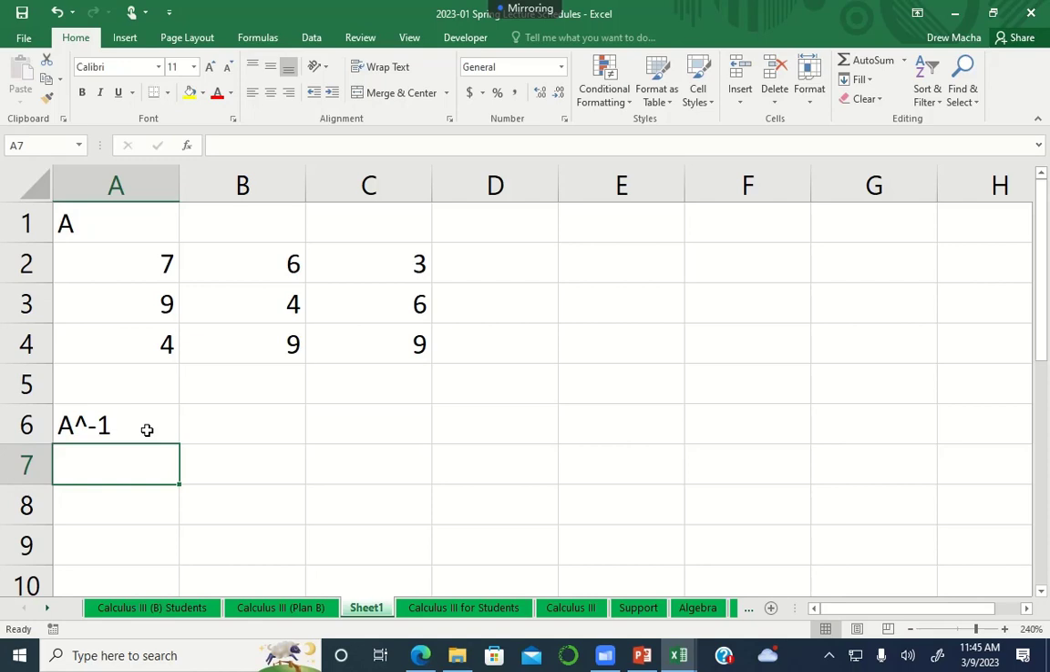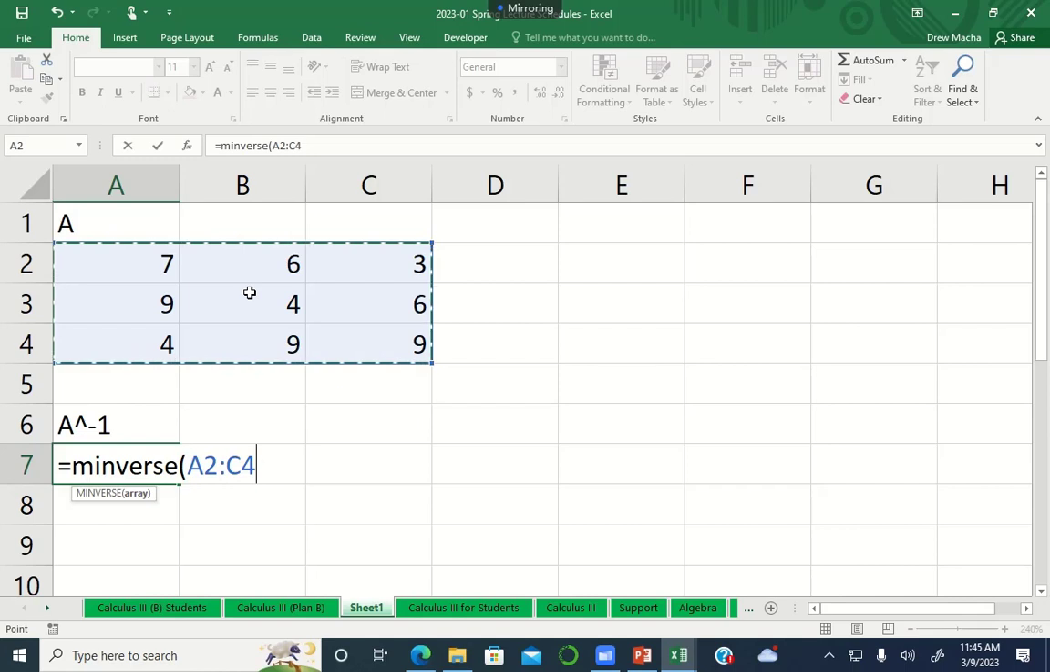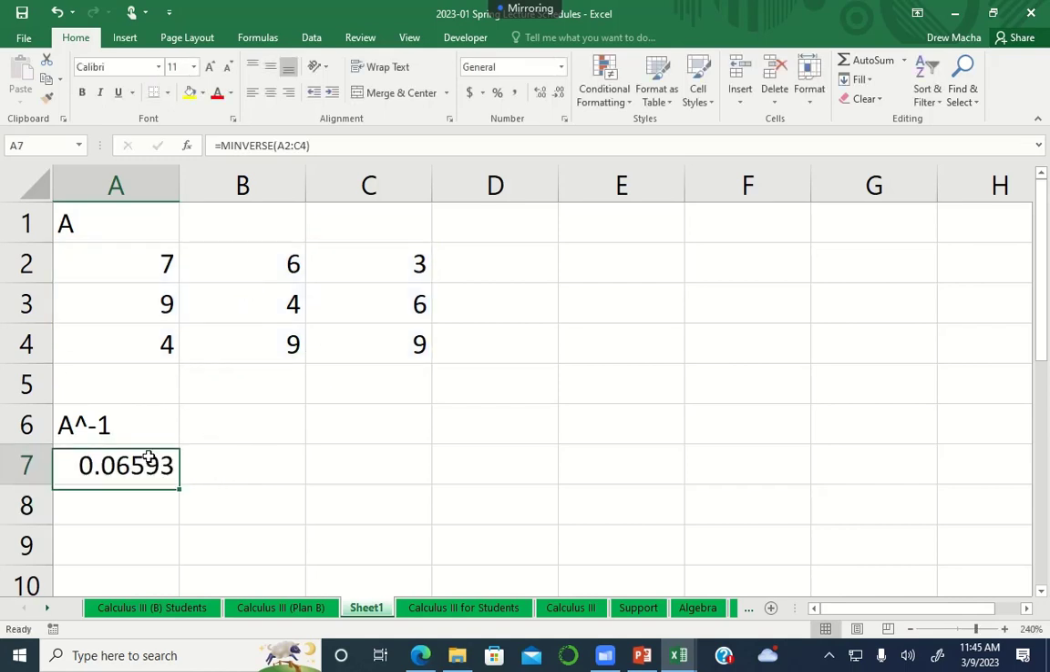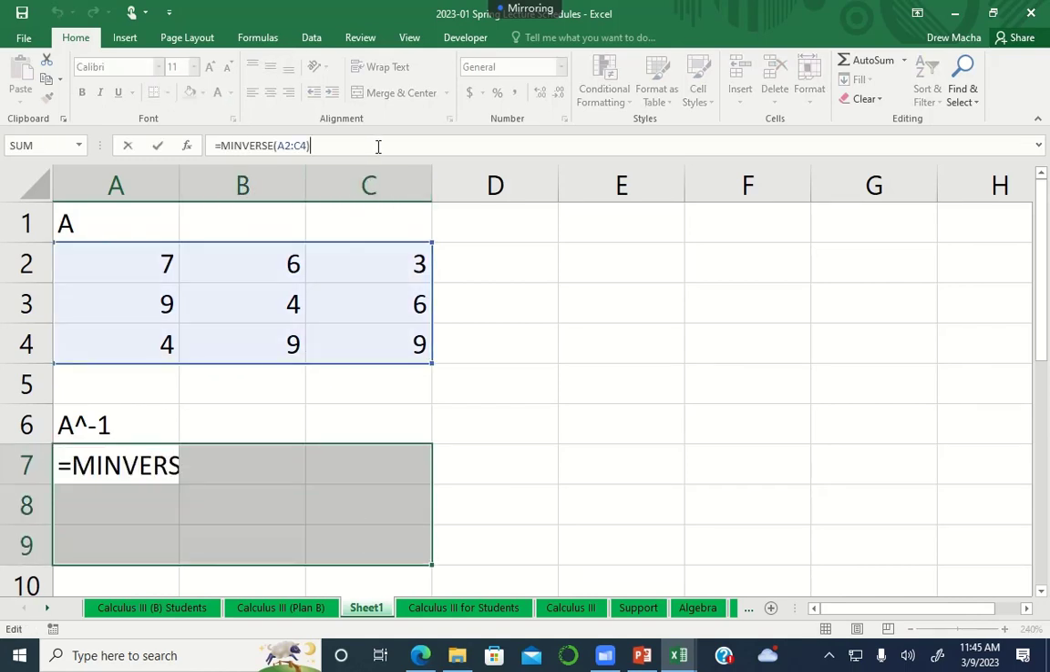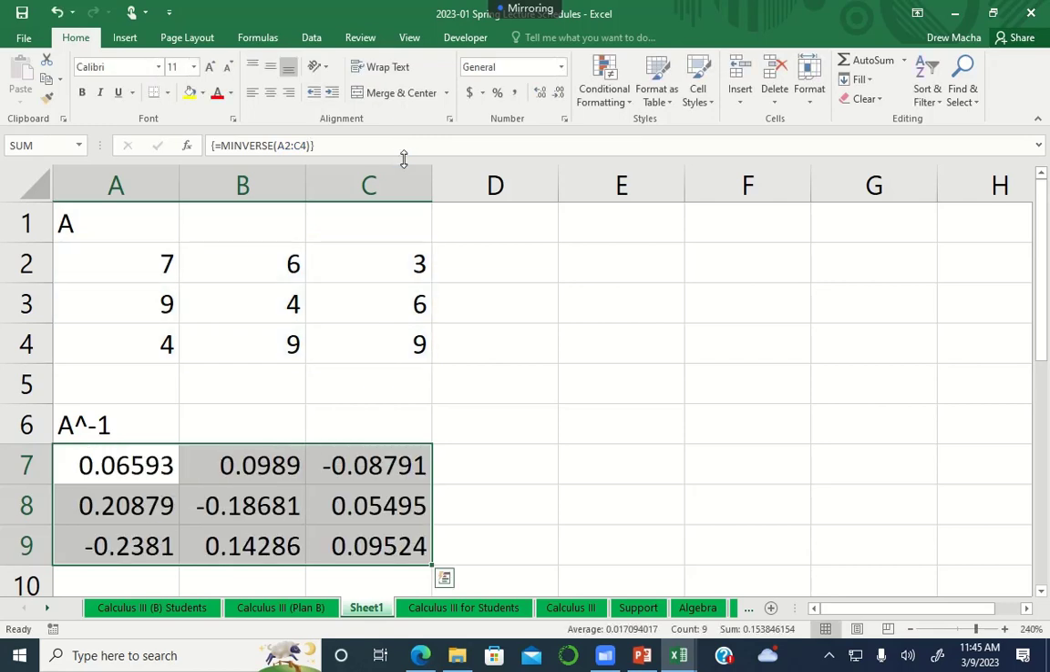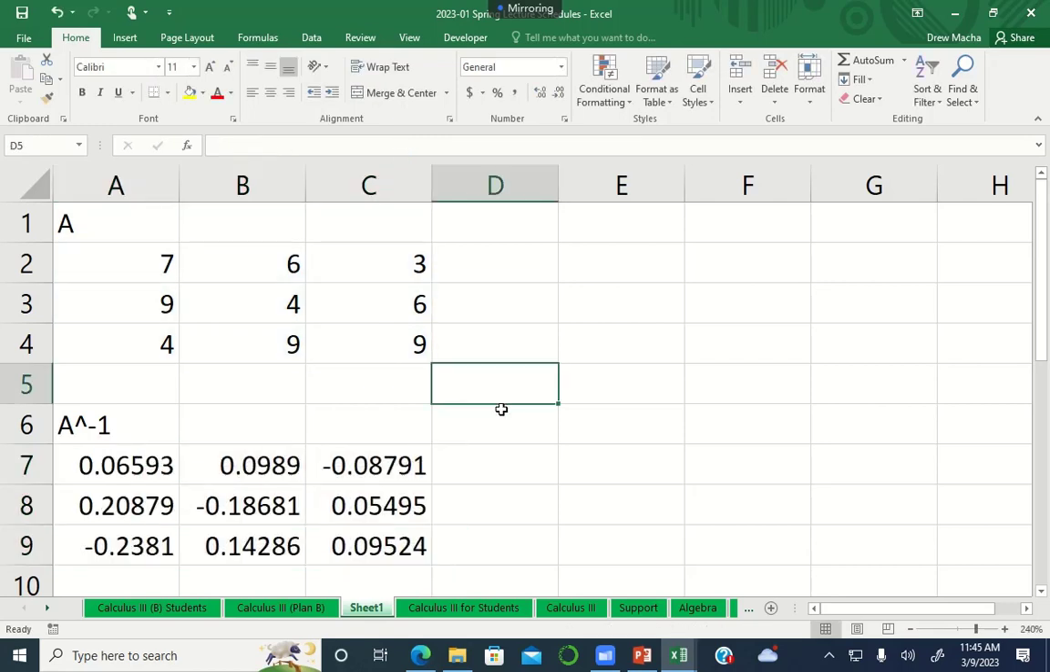The inverse matrix in Excel you can find by typing equals MINVERSE, M-I-N-V-E-R-S-E for matrix inverse. Open parentheses, you select the array, you close parentheses, hit enter, then you select the same size area, and then you go back and press Control-Shift-Enter, and then that is the inverse matrix.